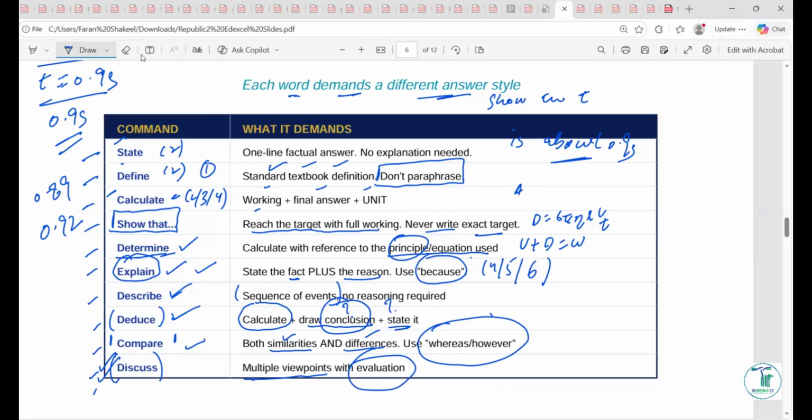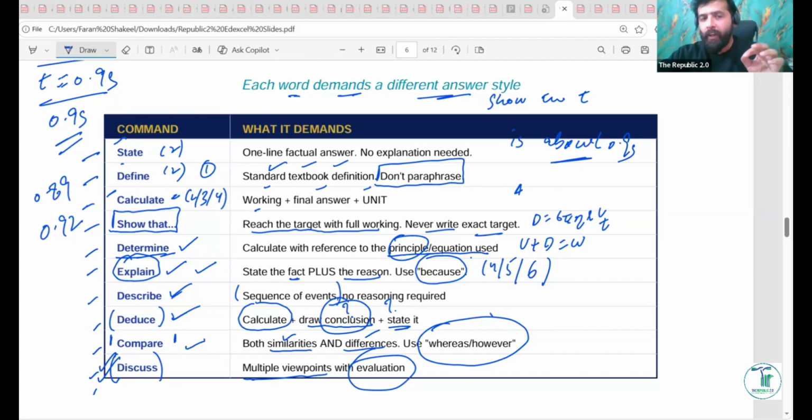Basically, you're stating whether the premises are true or provide enough logic to support your conclusion. Exactly. So whenever you're supposed to discuss something, remember that you're not discussing something with your friend. You're discussing something with your examiner, so you need to evaluate all the viewpoints of that certain topic. Got that?